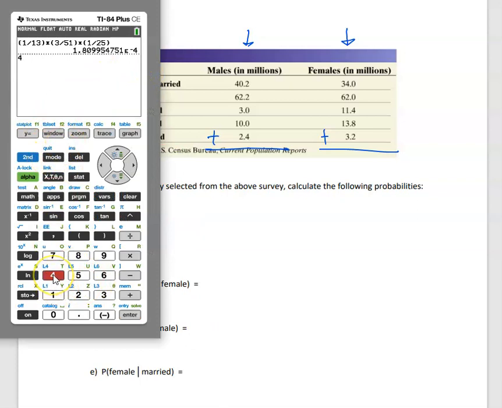So I'm going to go 40.2 plus 62.2, and then we've got plus 3 plus 10 more, and plus, I did not like my 0, and then plus 2.4.